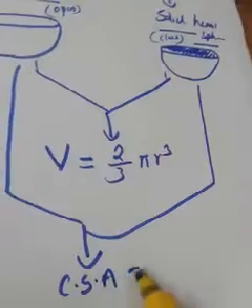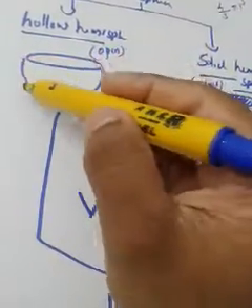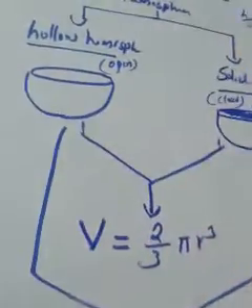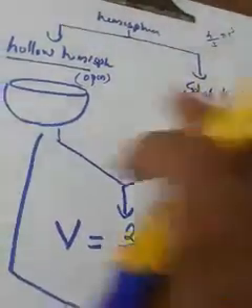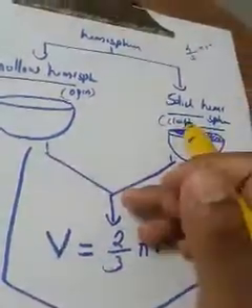Why? Because in both, what is there? Curved surface. And this is what is the curved surface. And in the case of hemisphere, curved surface area and total surface area will exist.